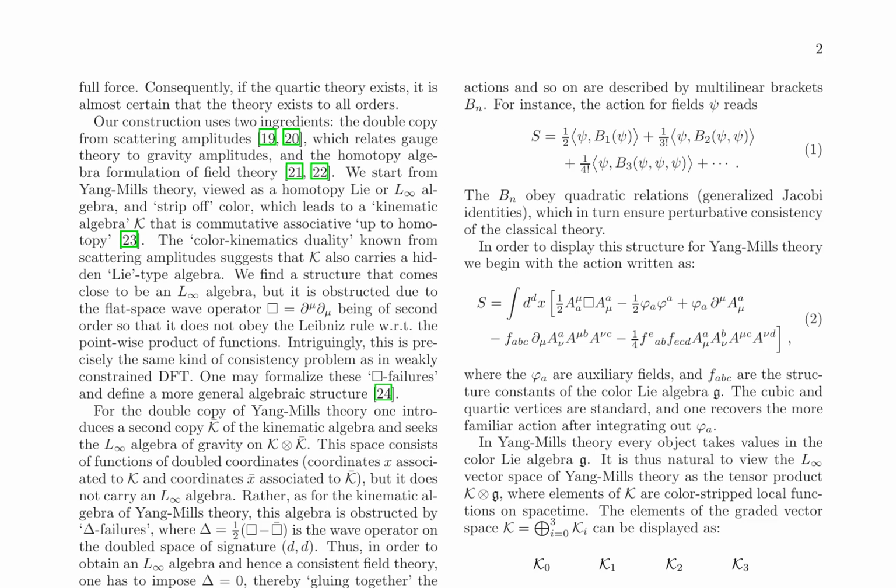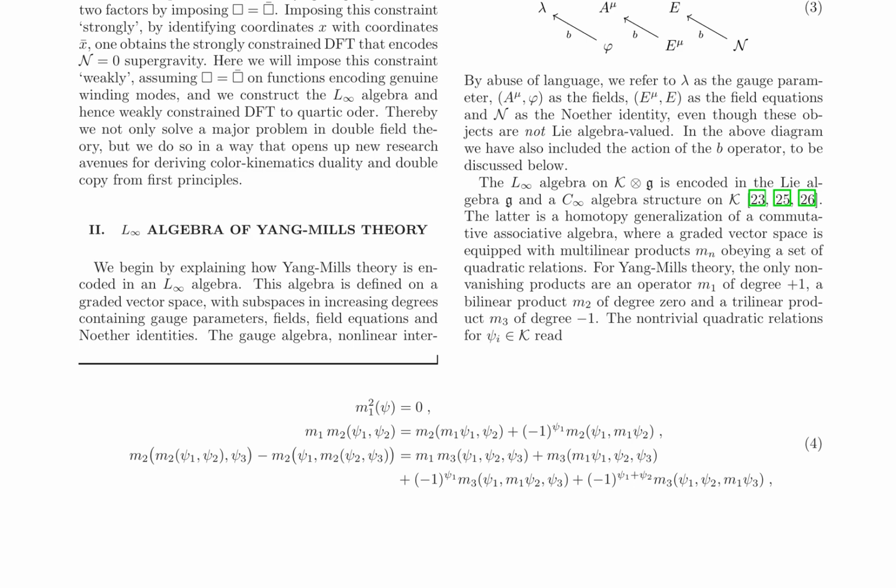The authors impose the constraint that the difference of the two sets of coordinates equals 0, thereby gluing together the two factors by identifying coordinates x with coordinates x-bar, and construct the L-infinity algebra and hence weakly constrained DFT to quartic order. This construction not only solves a major problem in double field theory but also opens up new research avenues for deriving color kinematics duality and double copy from first principles.